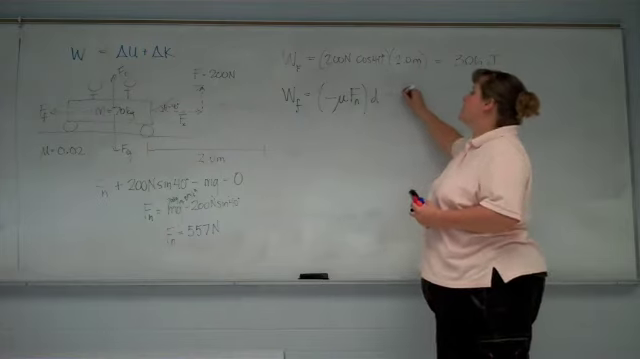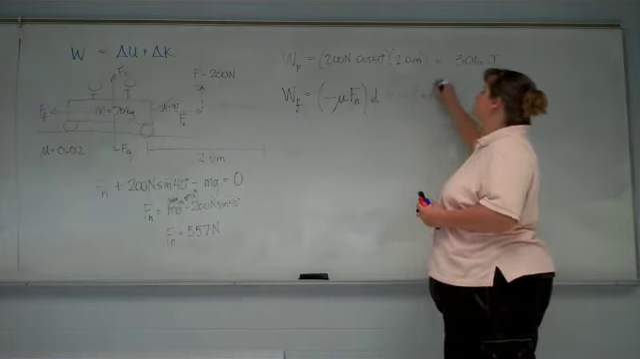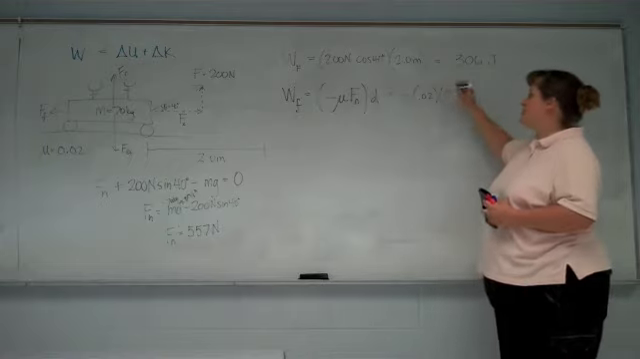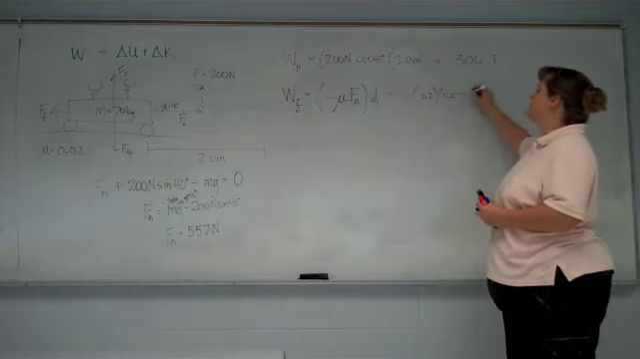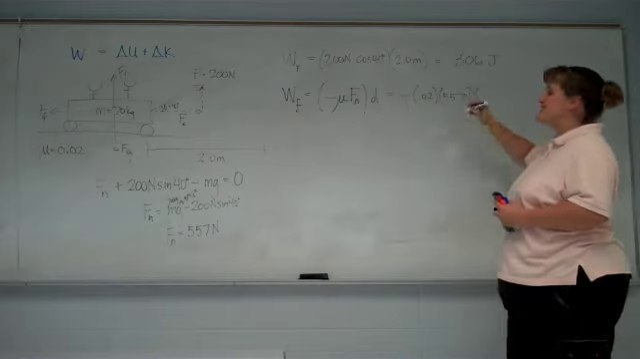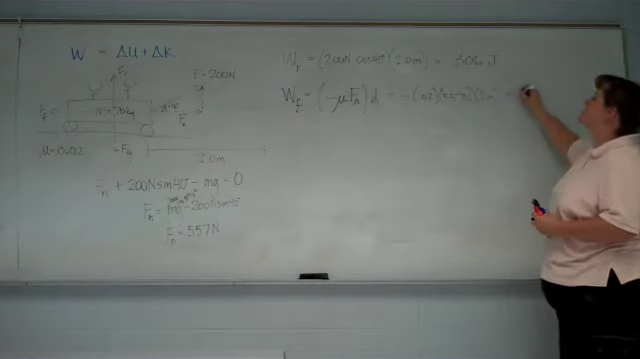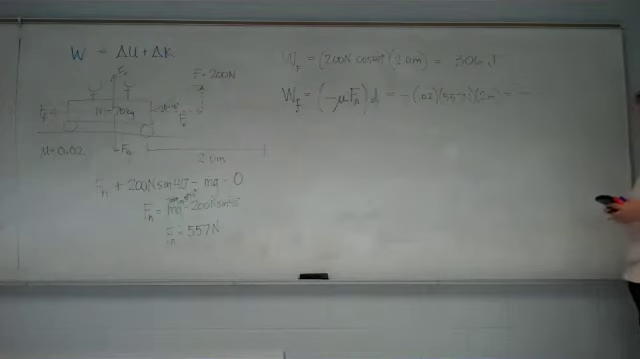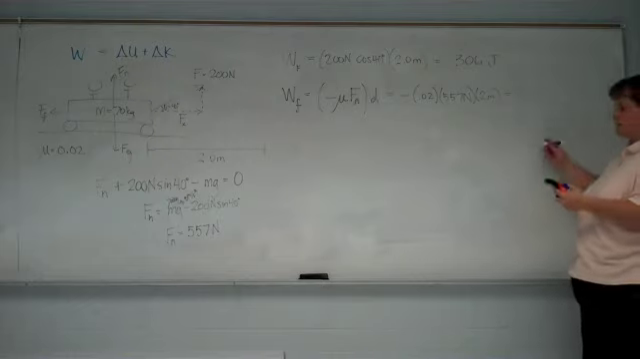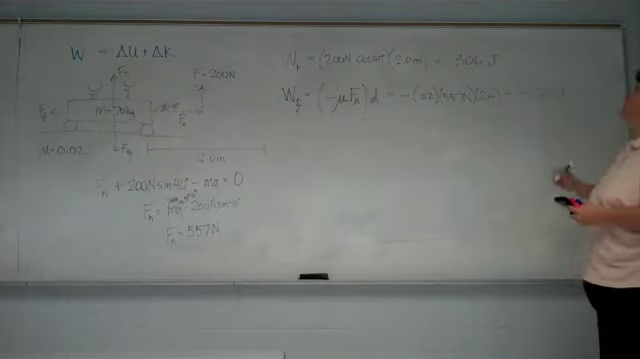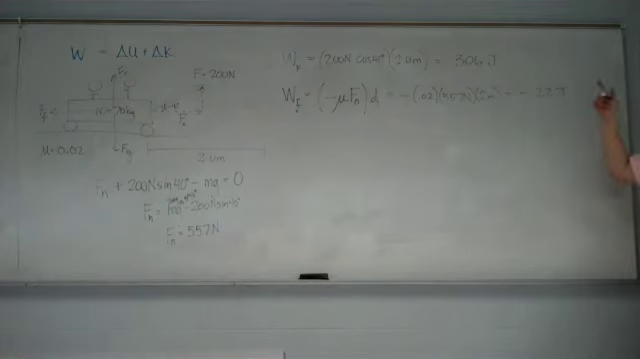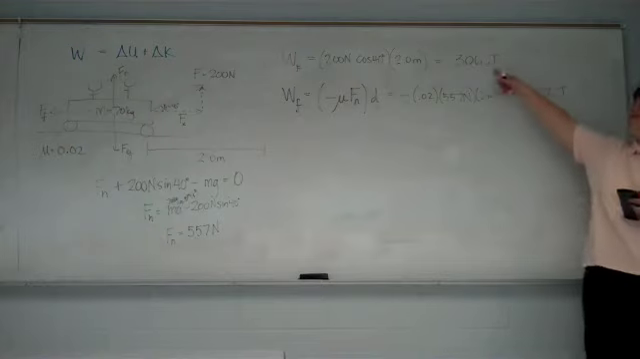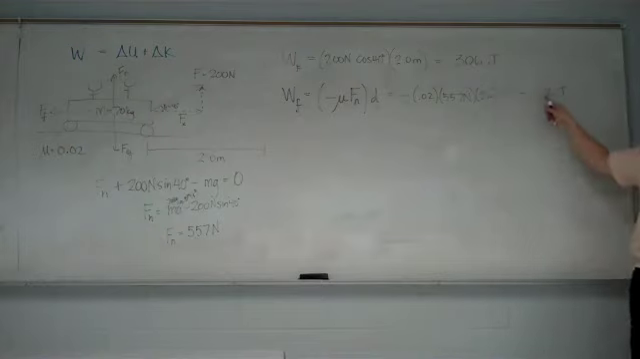So our work done by friction: negative, mu is 0.02. Our normal force magnitude is 557 newtons. The distance our wagon has traveled is 2 meters. So we're going to get negative 22 joules. Awfully small compared to the work done by that other force. This one was positive. This one's negative.